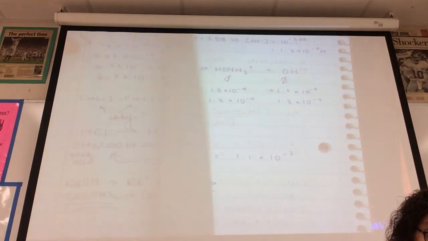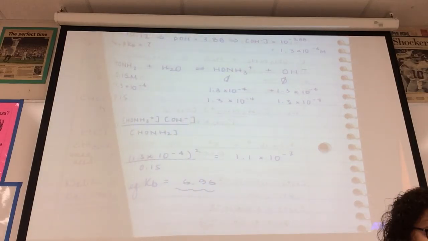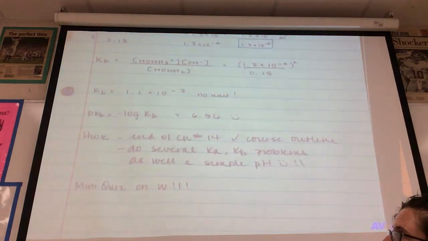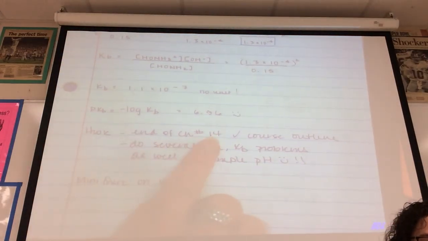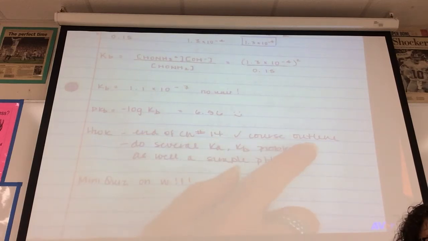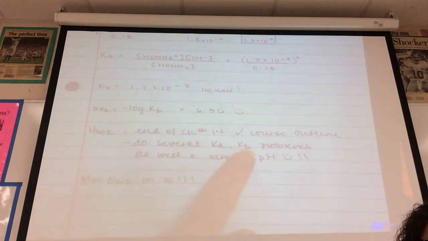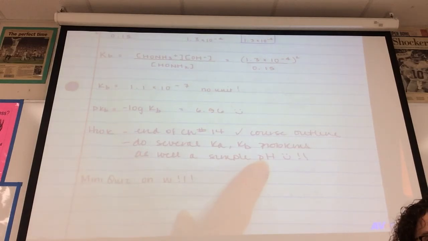The one thing I do want to mention, and I can give you another practice problem, and I will, I wrote it out on the other class, and it's all the same problem as here because I worked it. I just didn't want to rewrite this. At the end of chapter 14, in your course outline, which is on Edline in the syllabus tab, if you don't know where it is, it means you've never done any homework in this class, which would explain some of the struggles. Do several Ka and Kb problems as well as simple pH calculations. You should be golden on this for Monday. If I dropped a quiz on you, you should be able to handle it.